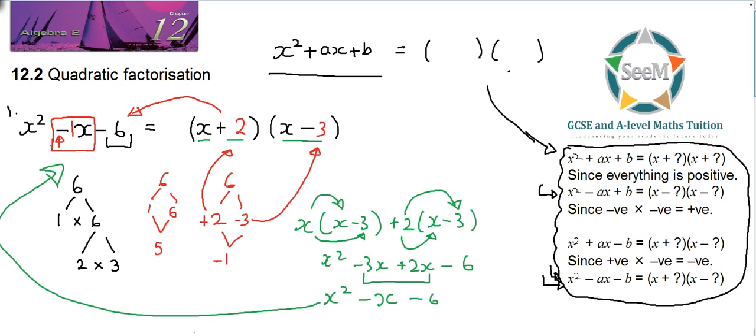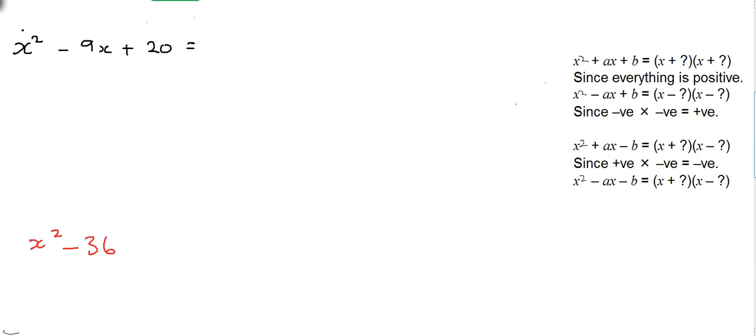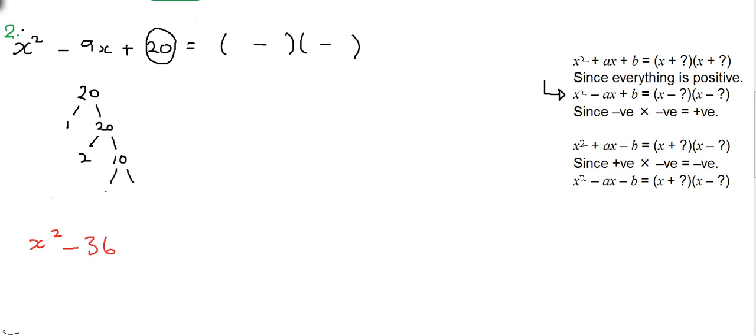Okay, let's check other examples. So I'm going to scroll down here. Suppose we're given number 2. Suppose we're given x squared minus 9x plus 20. Well, this identity looks like this one here. So I know from that identity, because I've learned it, that I will have minus and minus sign there. Like previously, we need to focus on the factors of 20. So I come down here, factors of 20: 1 and 20, 2 and 10, and then 2 and 5.